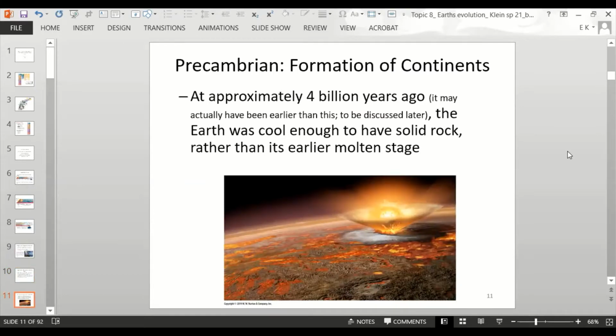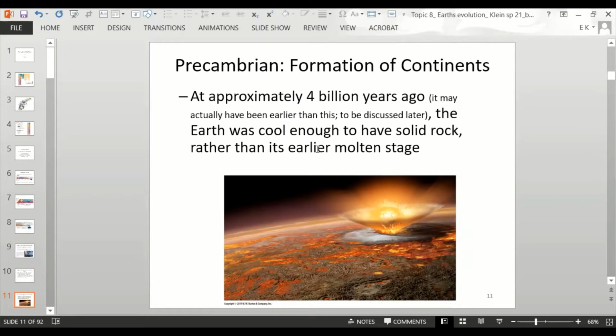At approximately 4 billion years ago, the Earth was cool enough to have solid rock rather than its earlier molten stage, which again, we talked about earlier on in the semester, how the Earth at one point was a uniform molten body, and then it cooled and you had differentiation of the different materials depending on density, and that led to the formation of the layers of the Earth's interior. Now, actually, this may have been earlier than 4 billion years ago, which we'll discuss a little bit later.